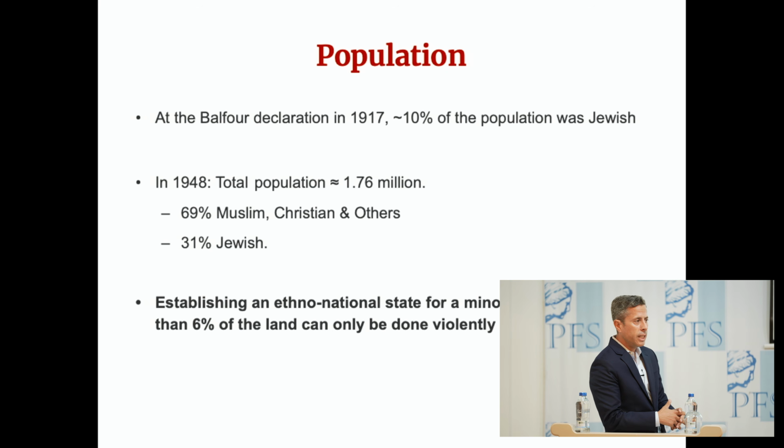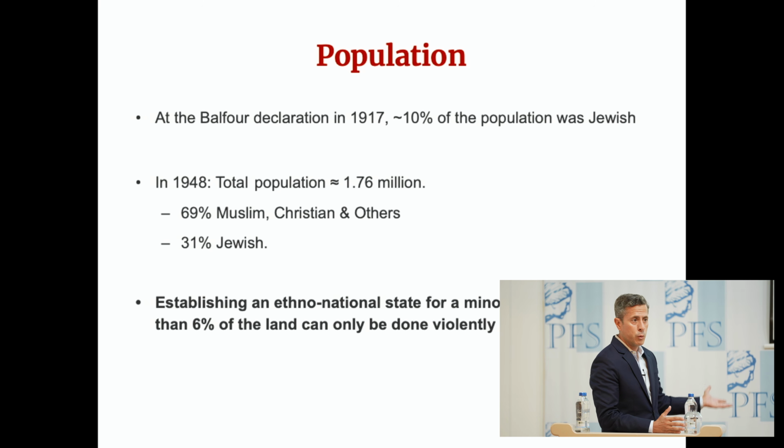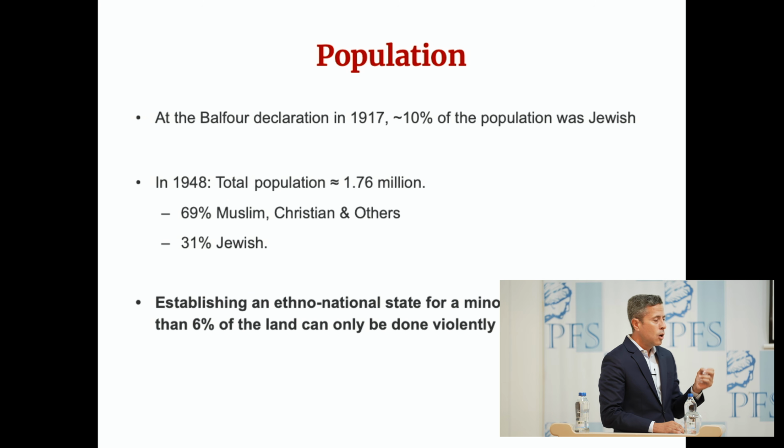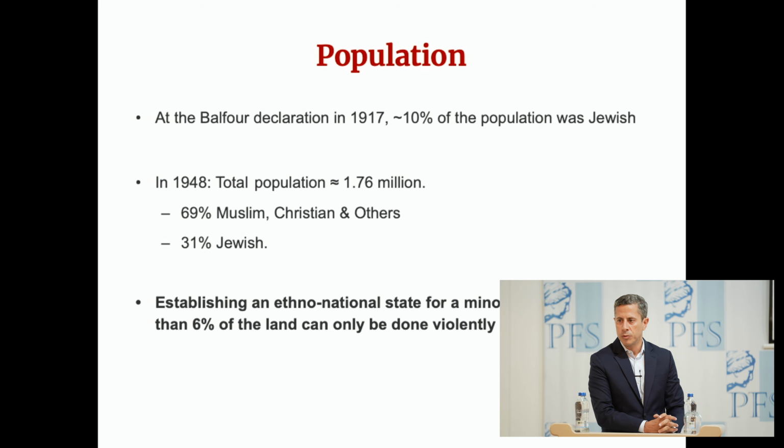By 1948, thanks to 30 years of illegal immigration, the Jewish population of Palestine had increased significantly, but it had only gotten to 31%. So you're talking about 31% of the population owning less than 6% of the land. That was the situation in 1948.